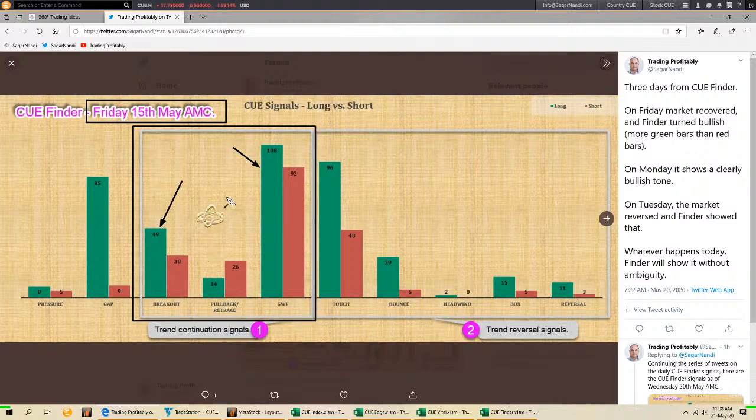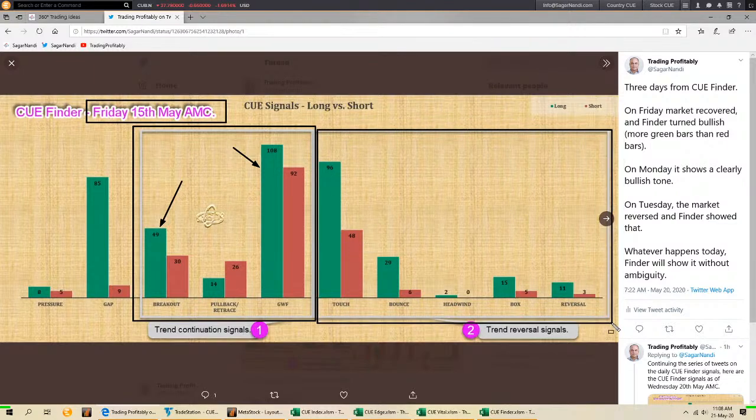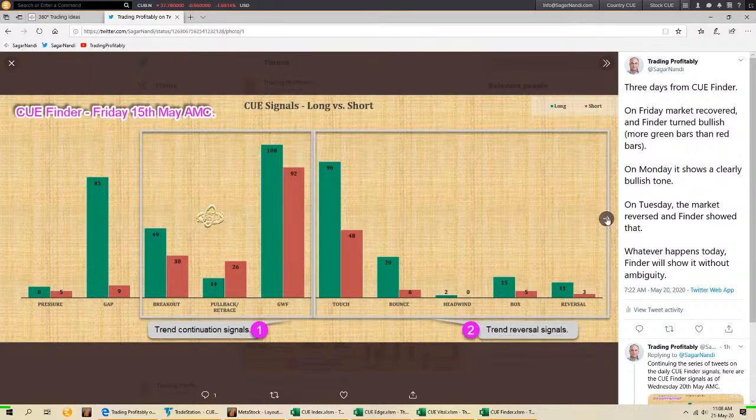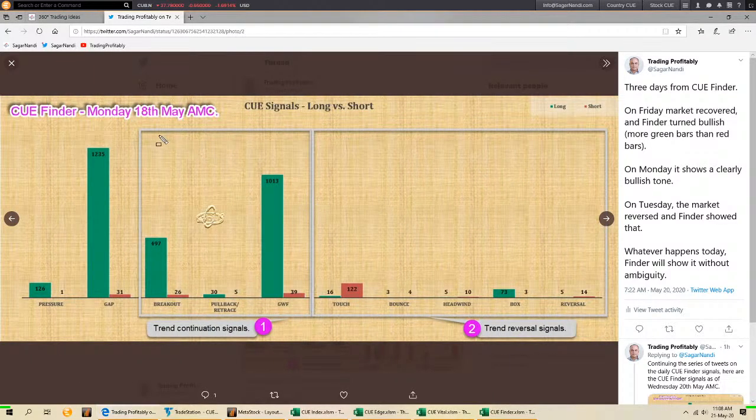The green bars started to become bigger than the red bars, and the trend reversal signals also started to become more bullish. The green bars were becoming bigger than the red bars, both for trend continuation signals and trend reversal signals. That was on last Friday. Then what happened on Monday? It turned clearly bullish. The trend continuation green bars were much larger compared to the red bars, and trend reversal bars were relatively smaller. On Monday, it became very bullish.